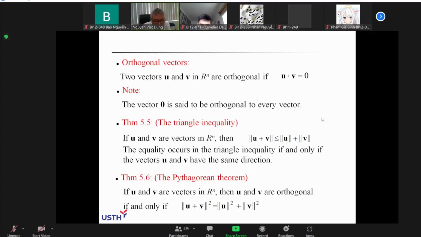We have one more inequality, which has the name triangle inequality. Suppose that you are given two vectors u and v in Rn. Then the length of u plus v is always less than or equal to the length of u plus the length of v. And the next one I will tell you is the Pythagorean theorem. u and v will be orthogonal if and only if the square of the length of u plus v equals the square of the length of u plus the square of the length of v.